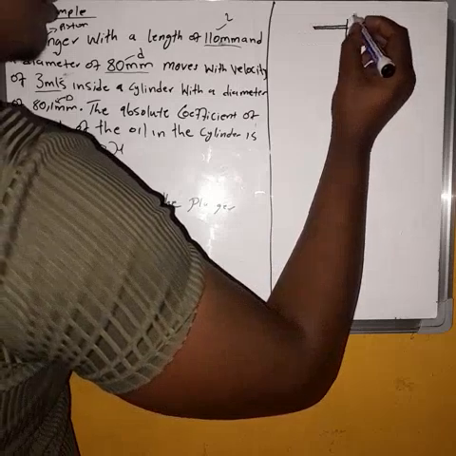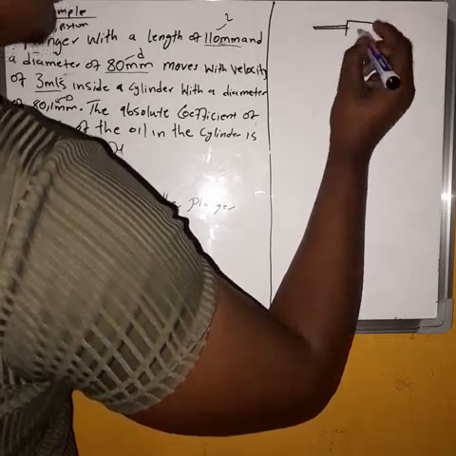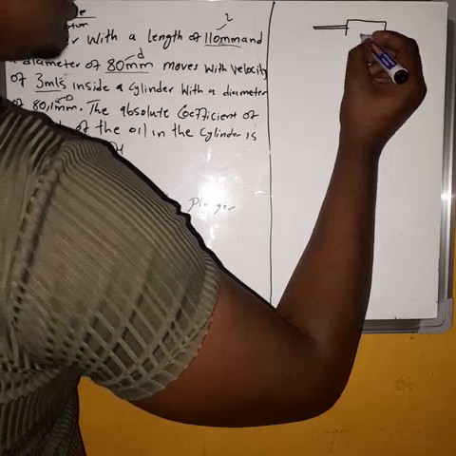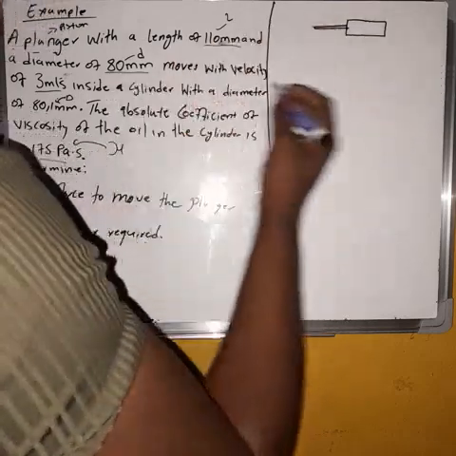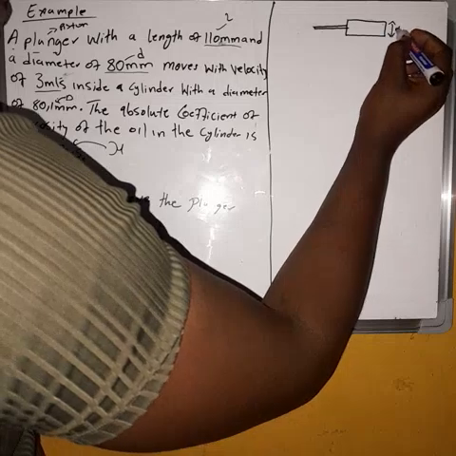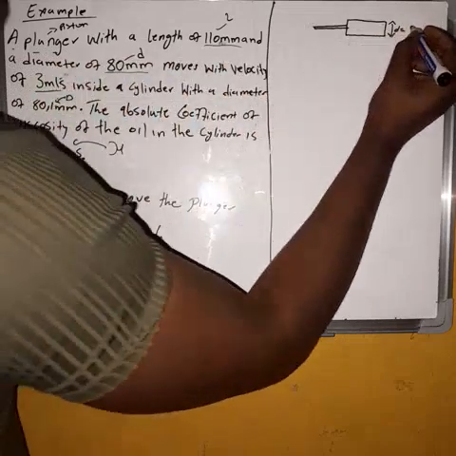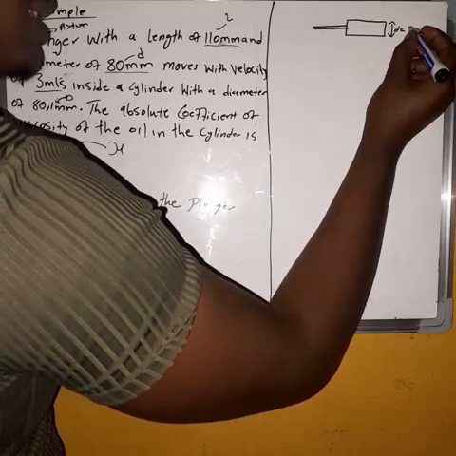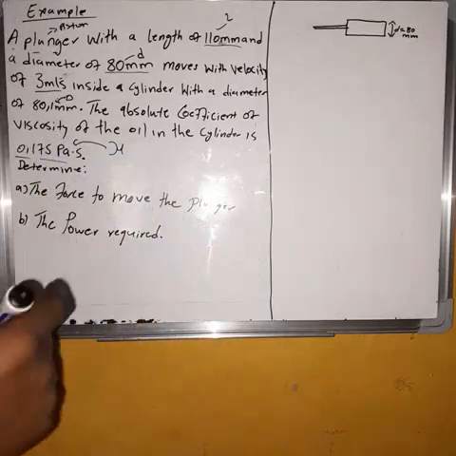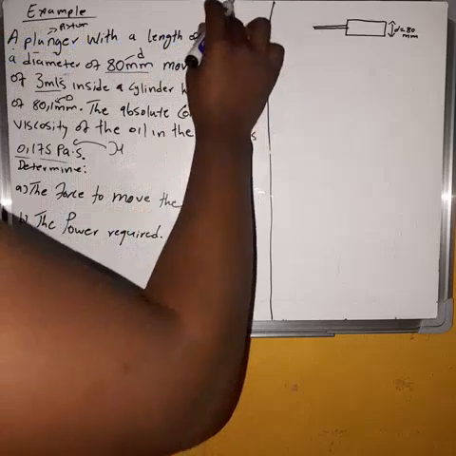Here I have a connecting rod, and here is the piston. Its diameter, small d, is 80 millimeter. Then there is the length of the plunger. This is the length.